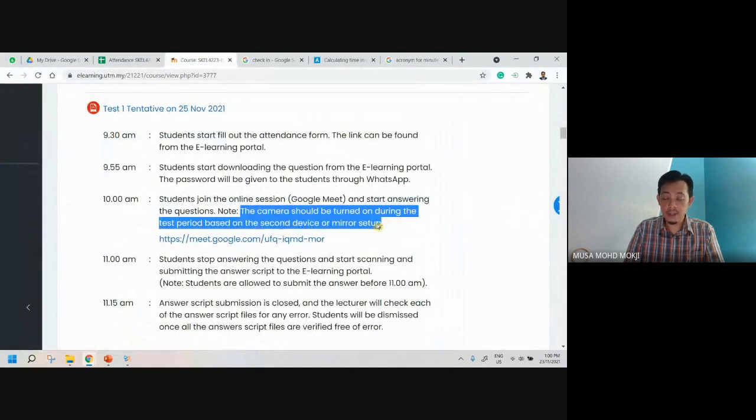During the test, the camera should be turned on using a second device or mirror setup. Everybody needs to have this. If you don't do this, I will need to make sure that you do that first, and then you can answer the questions. I think everybody is already familiarized with this. This is not the first semester that we do this. Please make sure if you're going to use a second device, it is ready. If you want to use a mirror, your mirror is ready. If not, you will not be allowed to take the test. This is actually one of the requirements.